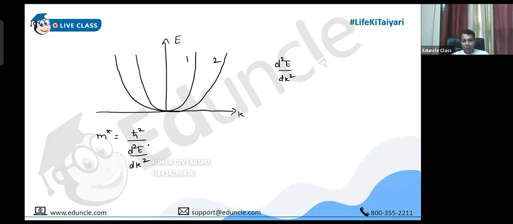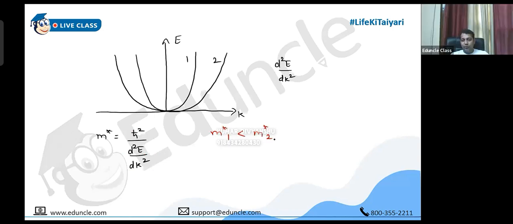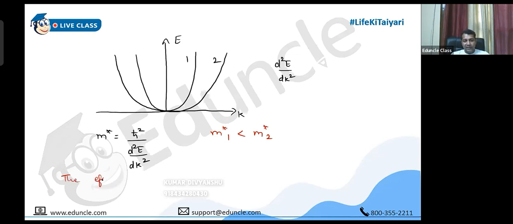Yes. So if the slope is more, the mass will be less, na? If the denominator is more, the mass will be less. Okay. Yes, sir. So m star for 1 will be less than m star for 2. Clear to all? Okay. Yes, sir. So what do we infer from this? That the effective mass is inversely proportional to curvature.